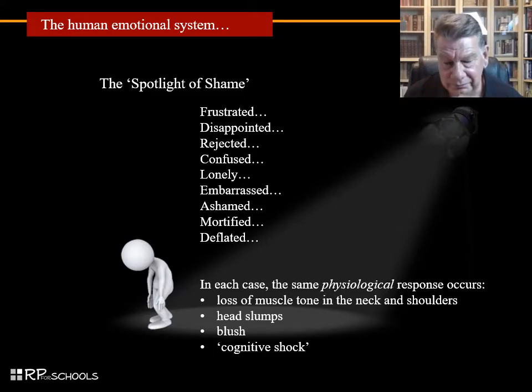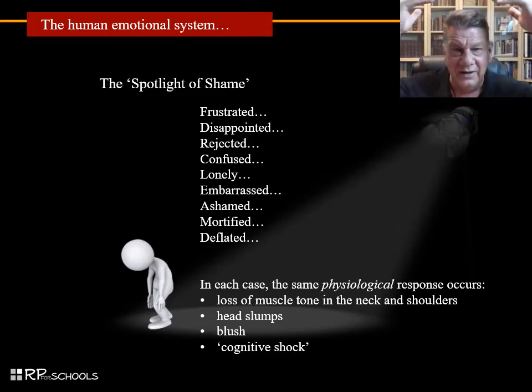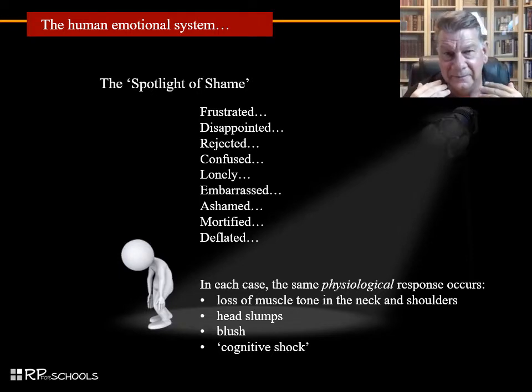There's often a blush, and once we're aware of the blush, it makes us feel worse because we're exposed. We know that other people can see the blush. And importantly, Nathanson points out, in that moment, the prefrontal cortex, the cortex shuts down. This is a limbic system and below response, a physiological response. He refers to it as cognitive shock. He says nobody can think clearly in that moment of shame.